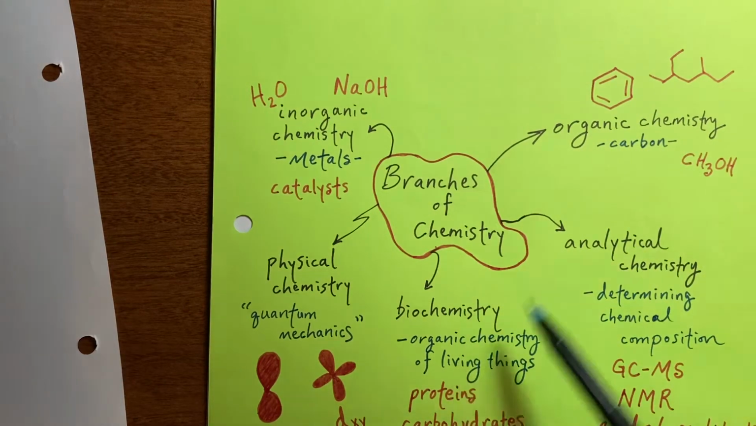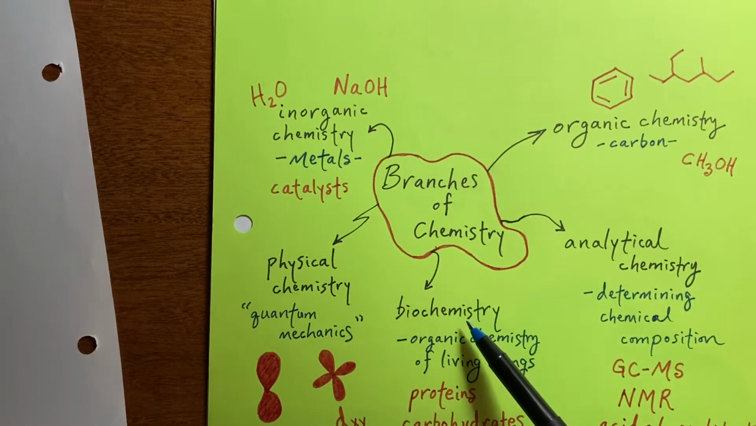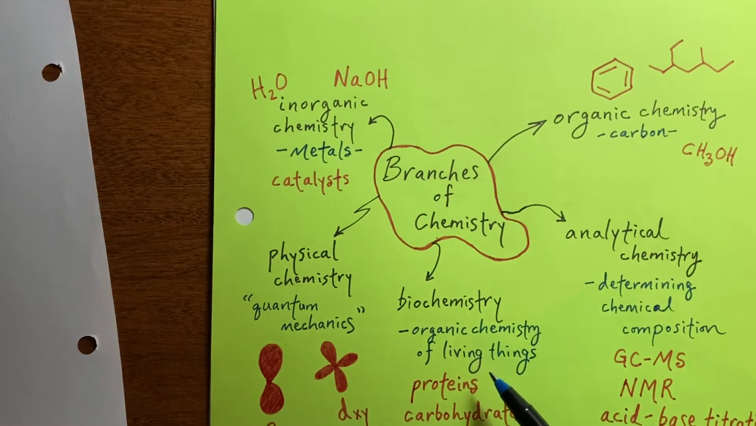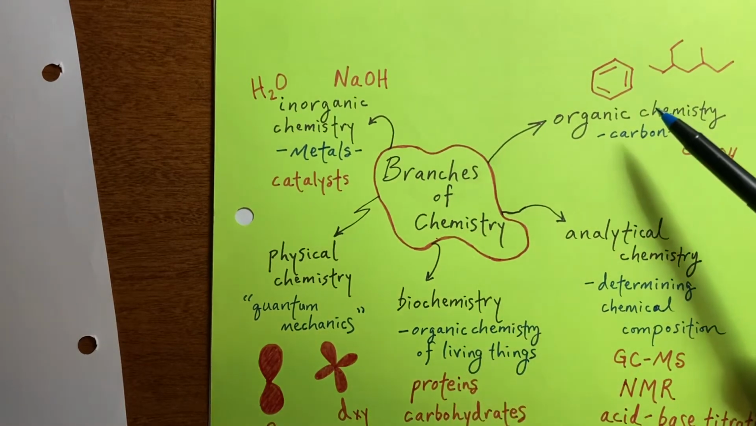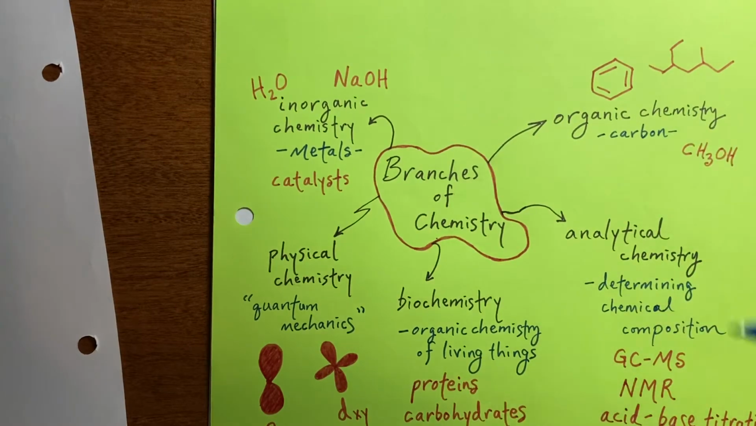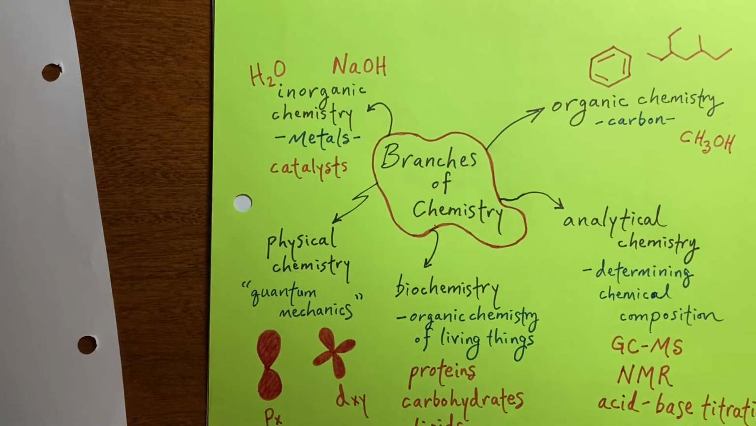part of biochemistry. You can't understand biochemistry, which is the organic chemistry of living things. You can't understand this topic without a good foundation in organic chemistry, because all living things, the chemistry of life, is based on carbon. We are based on carbon. We're made of proteins, carbohydrates, and lipids. Those are the three main compounds that make up living tissue.